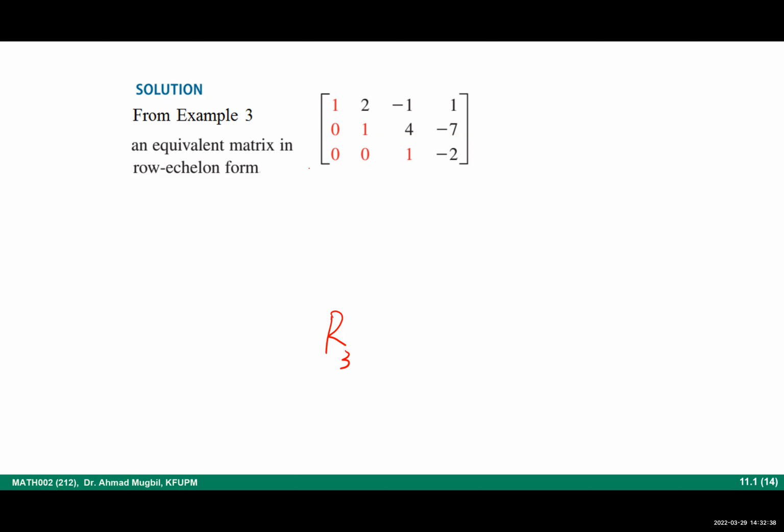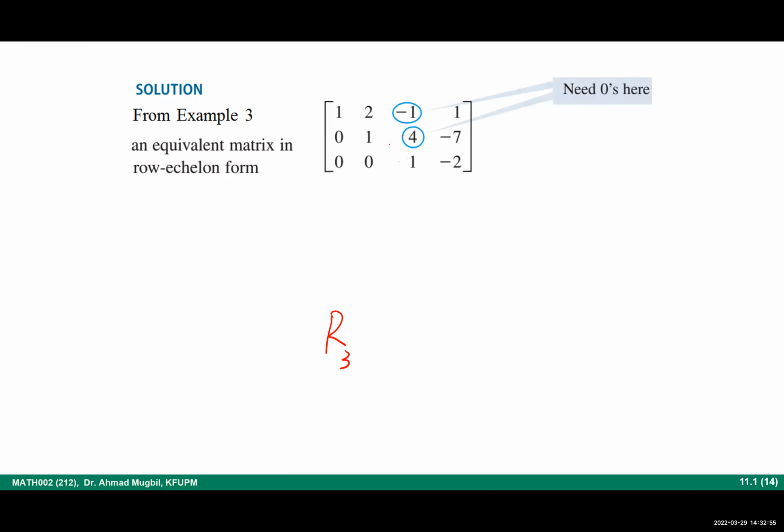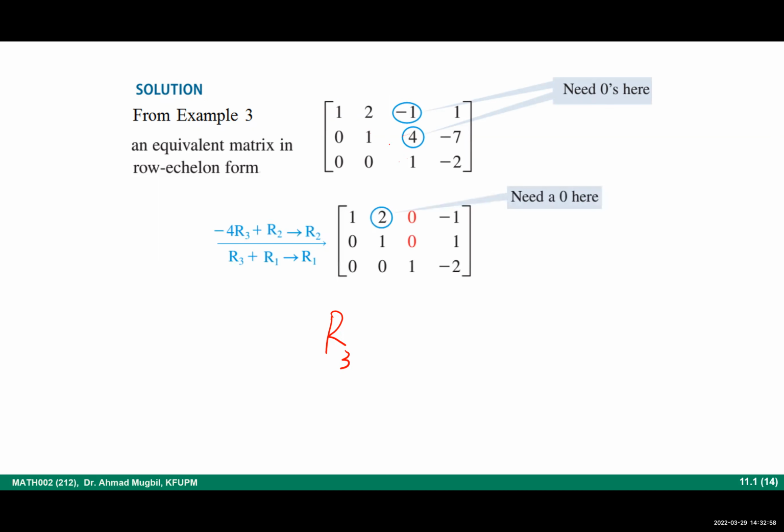You can use row number 1 to eliminate this. Row number 3 to eliminate this to make it 0. Then you can use what? Use it to eliminate this also, right? And to eliminate this, you will use row number 2. So here we are. We will use the third row. We will multiply the third row by -4, add it to row number 2. Multiply the third row by 1 and add it to row number 1. So just adding these 2 rows.